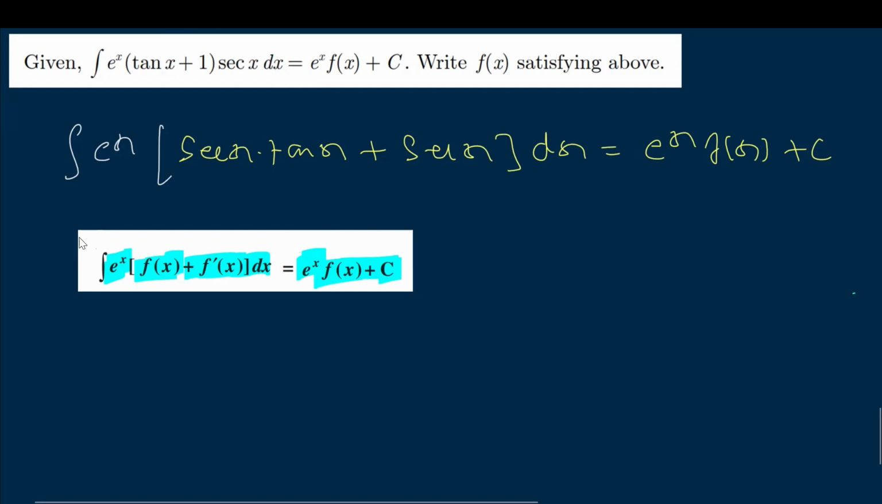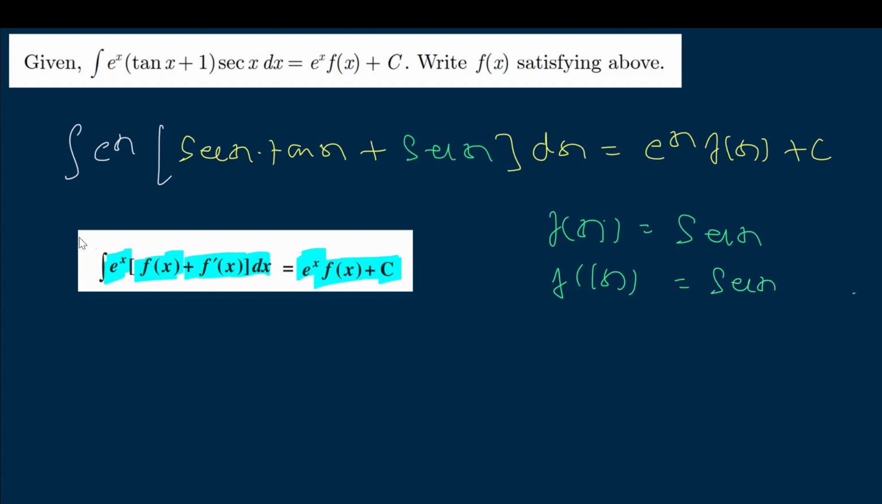Now for that, I'm going to consider secant x as f(x). So if I take f(x) as secant x, then f'(x) is what? Differentiation of secant x is secant x dot tan x. So therefore, this is going to be f'(x). So using this property, our LHS will become what? Its integration will be e raised to the power x f(x), right? And what is f(x) here? f(x) is secant x.